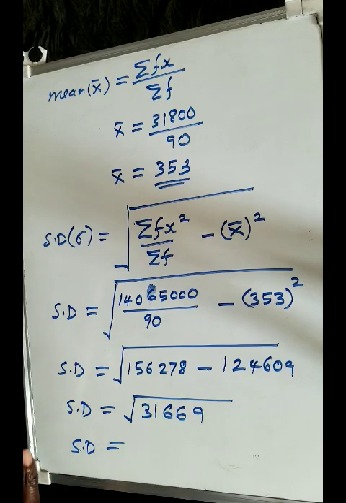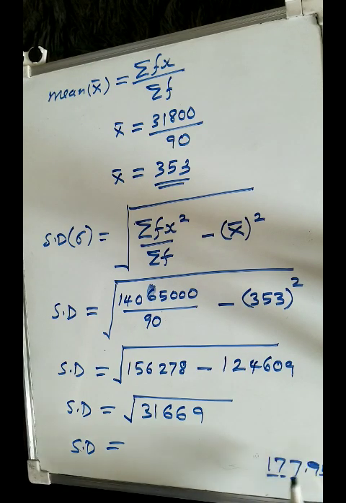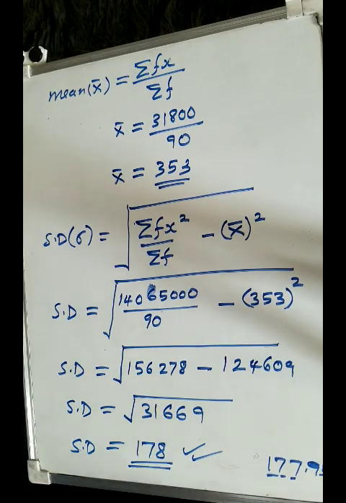So what is the square root? Let's look at the square root of that value that we have there. The value is giving me 177.957, but to three significant figures, 1, 2, 3, look at the number in front, it is more than 5, so it is going to give us 178. So this is the standard deviation. So that is the way you can go about it.